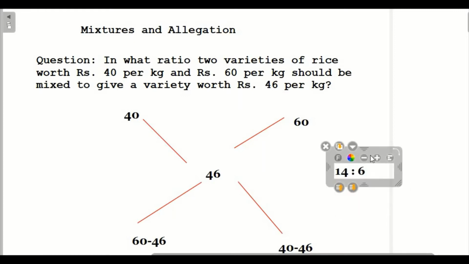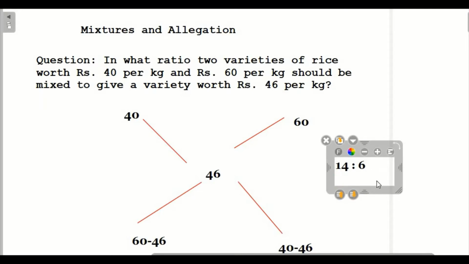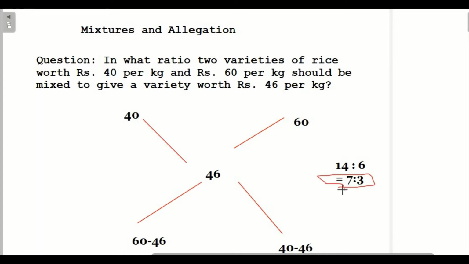So these are the shortcuts. So our answer will be 7 is to 3, since both the numbers are divided by 2. So we got the answer. It is 7 is to 3. So you have to mix the rices in the proportion of 7 is to 3 to get 46 rupees rice per kg. Okay guys, so this is our answer.